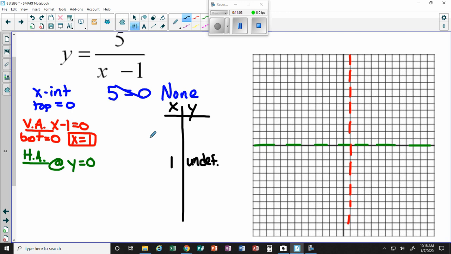So I got those. Now I go to my table. To do my table, I take the vertical asymptote, plug it in the middle, and pick a couple points on each side. So 0, -1, 2, 3. Now this one's not too bad to plug in. If I plug in 0, it'd be 5 over 0 minus 1, which is 5 over -1, which is -5. Plug in -1. -1 minus 1 is -2, so 5 divided by -2 is -2.5.